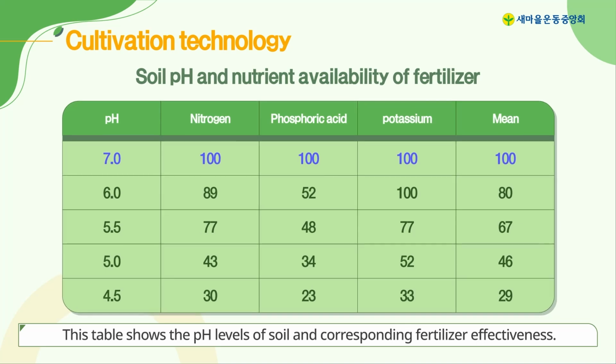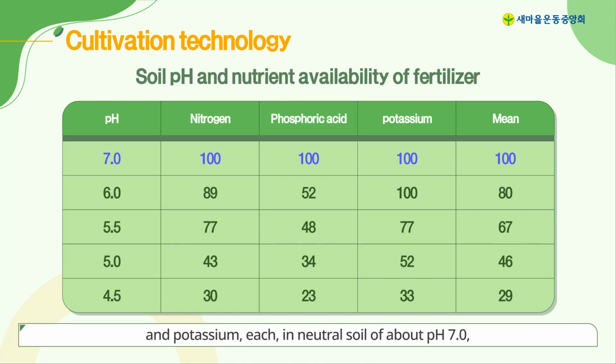This table shows the pH levels of soil and corresponding fertilizer effectiveness. You can see that when we use 100 units of nitrogen, phosphoric acid, and potassium each in neutral soil of about pH 7.0, plant bodies can eat all 100 units. But in strongly acidic soil of pH 5.0, that is, when pH is low, plant bodies can only eat 43 units of nitrogen, 34 units of phosphoric acid, and 52 units of potassium.